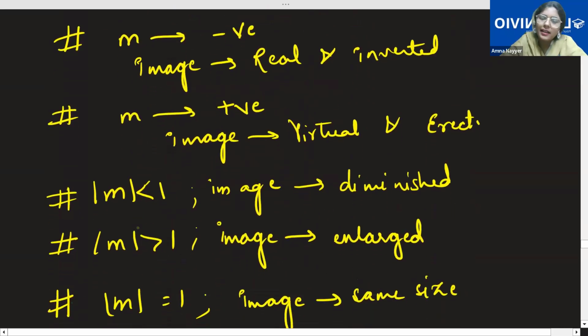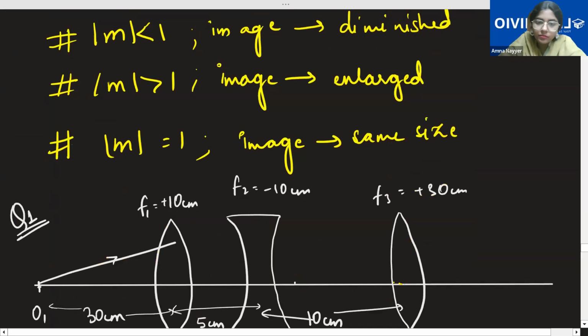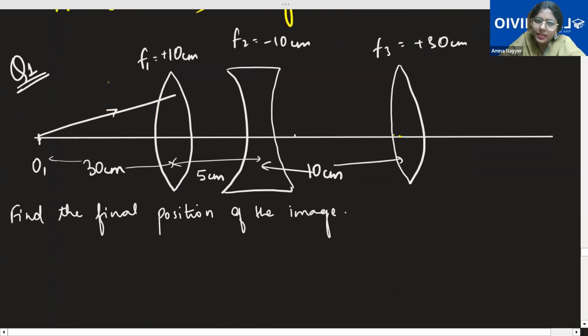Now, the magnification rules are exactly the same. If the magnitude is equal to 1, the image is of the same size. If it is greater than 1, the image is enlarged. If it is lesser than 1, it is diminished. Now, the negative sign tells that the image is real and inverted, and the positive sign tells that the image is virtual and erect. This much. Now, let's practice a question, then you can write everything.